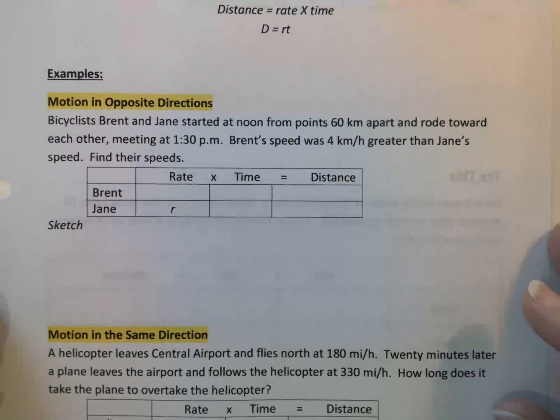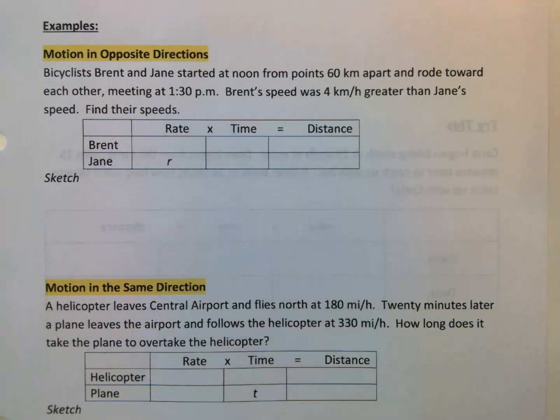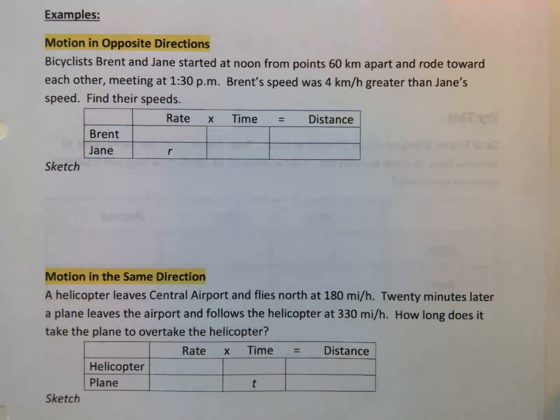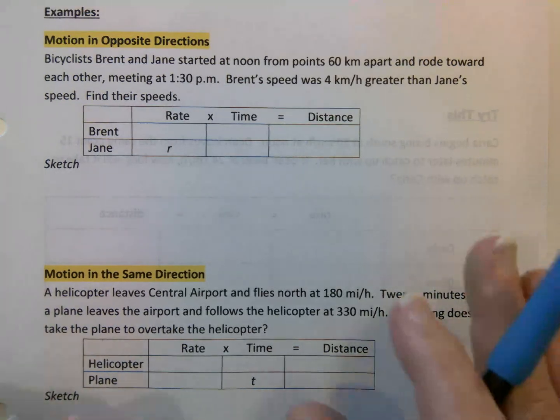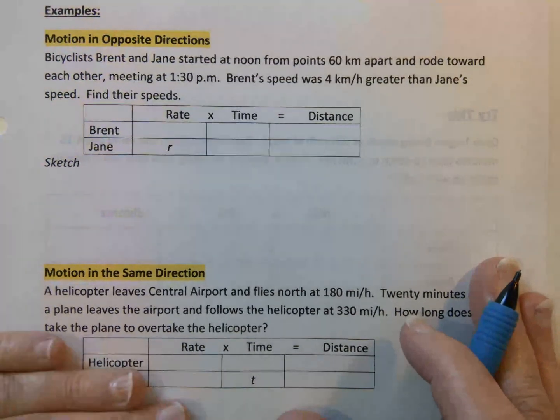The first one is motion in opposite directions. It's super critical that you make drawings or sketches of these to help you understand what you need to do, because they say a picture is worth 1,000 words. A picture is worth like a billion. It's going to make it so much easier if you can just draw a little sketch.